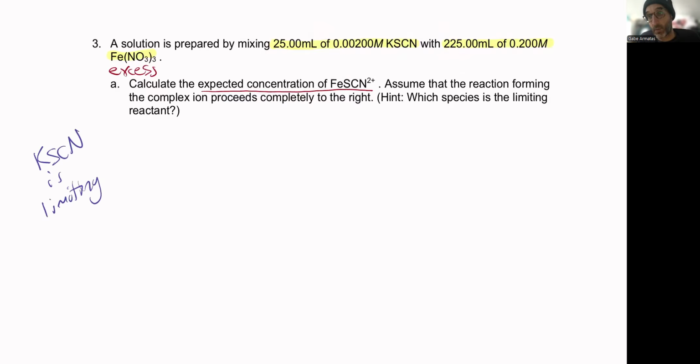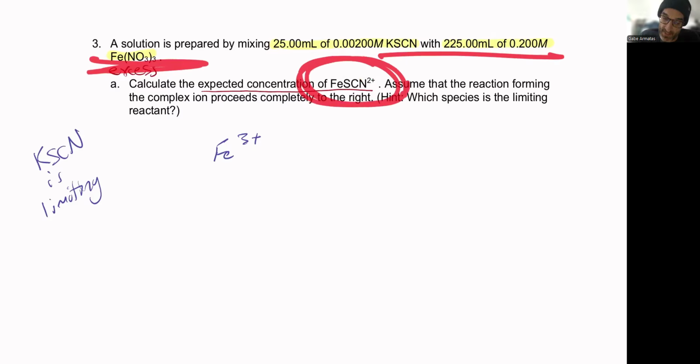All of the math that we're going to do is going to be based on the KSCN, because we don't have to worry about the iron. There's enough iron there to go around. So whenever we're asking a question about iron, in this case the concentration of iron, but I'm not given information about this complex, I have to use stoichiometry.